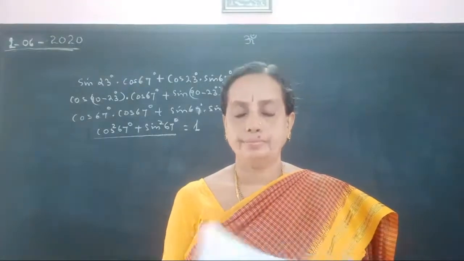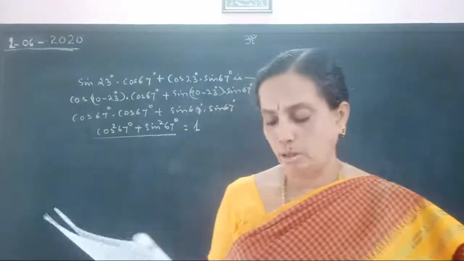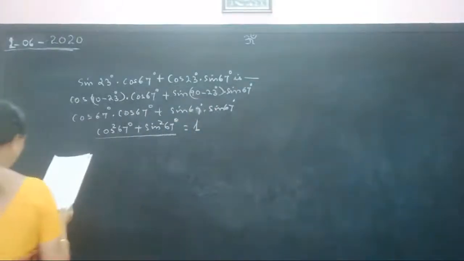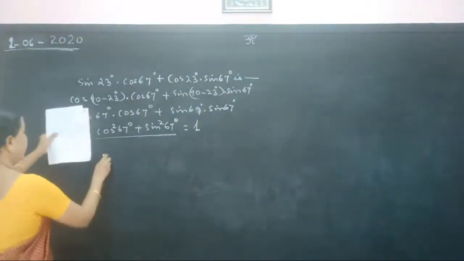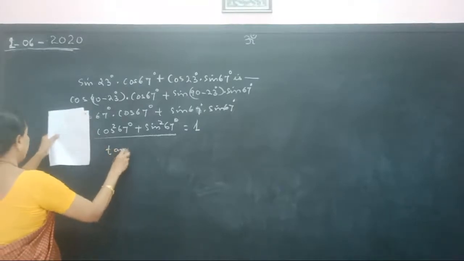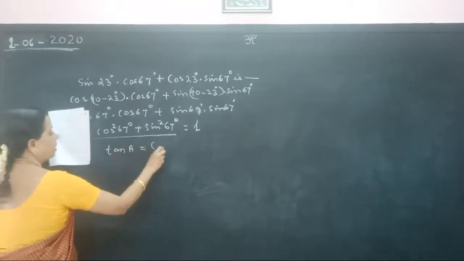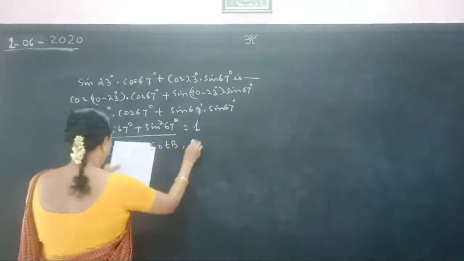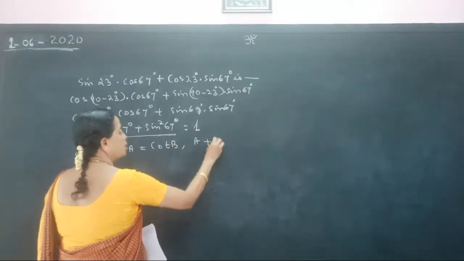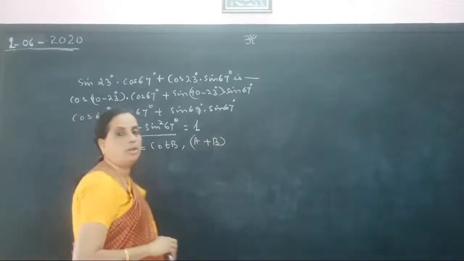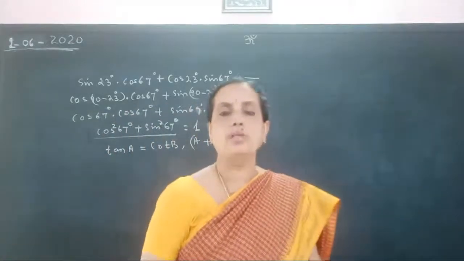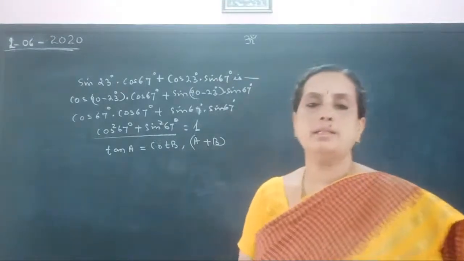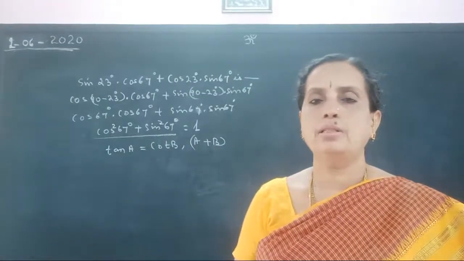Next question, another 1 mark question. If tan A, I think I have done this, but since it is given I will repeat it. If tan A equals cot B, find the value of A plus B. What is the value of A plus B? Using the complementary, we can apply either to the LHS or to the RHS.